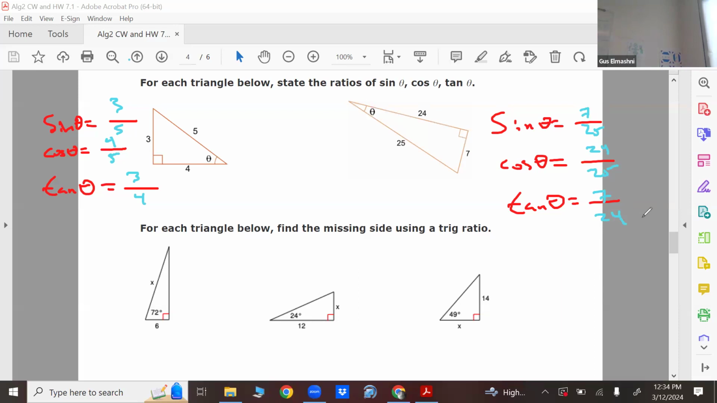It's just a ratio of sides. Do I know what the angle is? No. Do I care? No. I didn't ask for the angle. So you know what theta is? Theta is here. Great. Opposite 3, hypotenuse 5, adjacent 4, hypotenuse 5. Opposite over adjacent, 3 over 4. It's right here. Opposite 7, hypotenuse 25, adjacent 24, hypotenuse 25. Opposite over adjacent, 7 over 24. That's all.